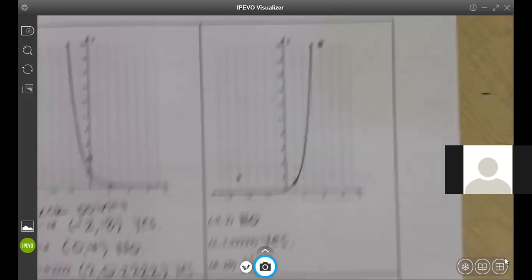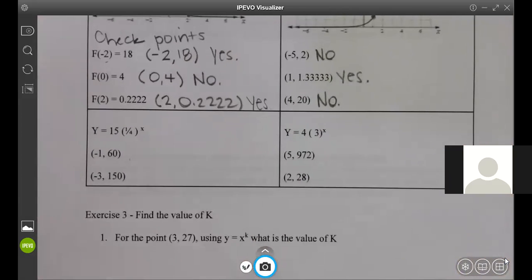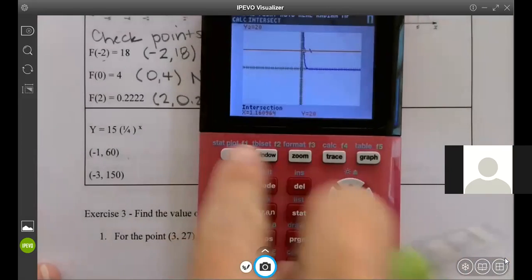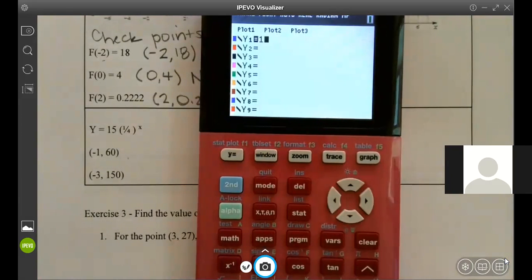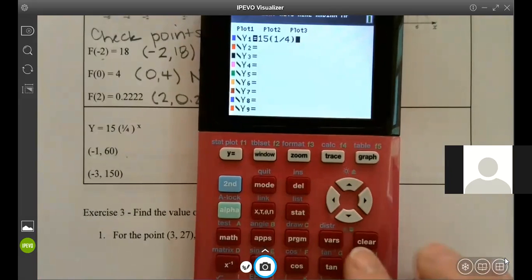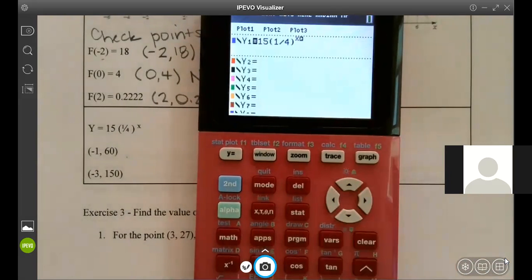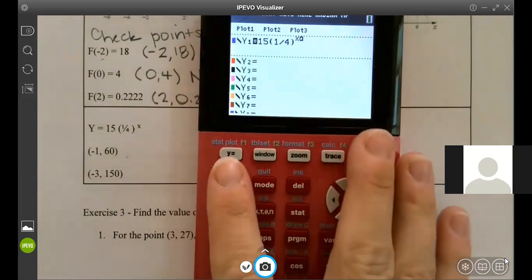All right, so check out the next ones. These are super easy and they're absolutely accurate. So we kind of question this 0.2; we won't question these. Here's how you do these. Go into your y equals, clear everything out. Type it in, and then look at your tables. Everybody know how to get to your table?